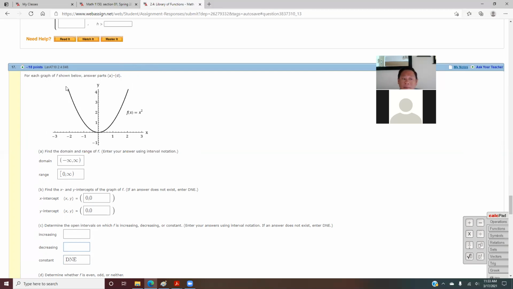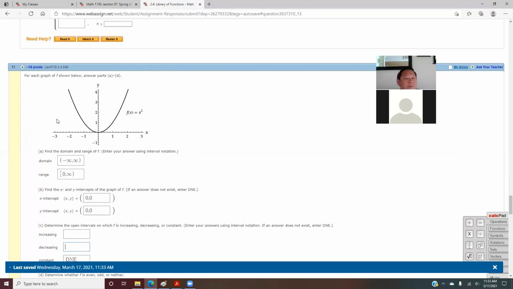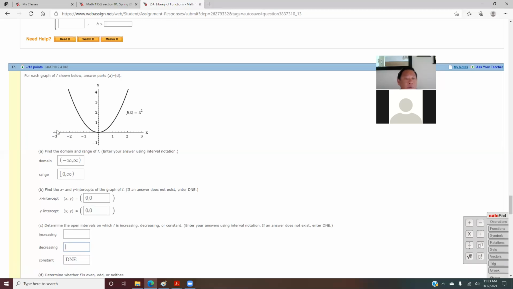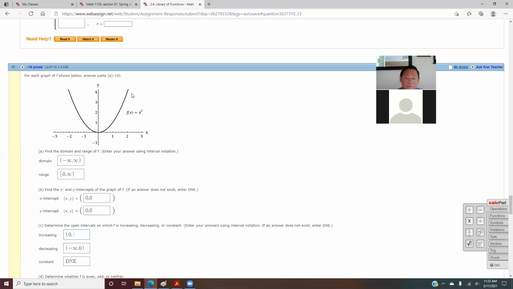Or again, this one negative? It goes all the way, so negative infinity to infinity. No, zero, it stops over here, right? When you go up, so it goes from negative infinity to what? To 0. To 0, yep. And again, for increasing and decreasing, you always use parentheses, no matter what it is. And increasing? 0 to infinity. Okay.